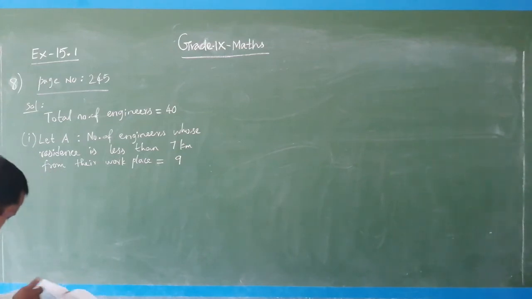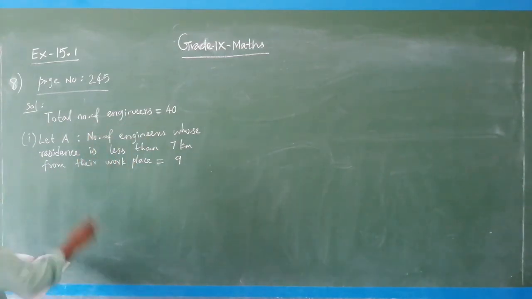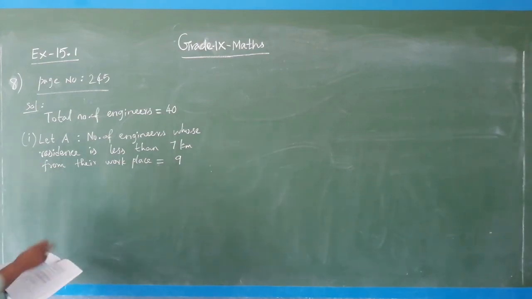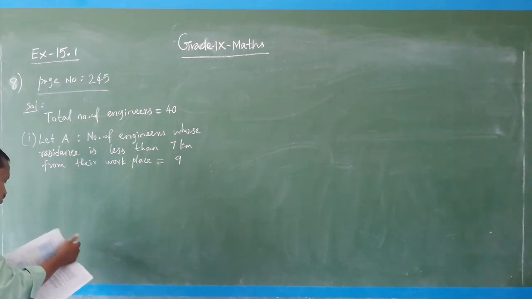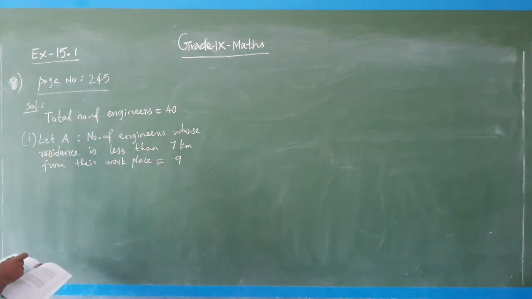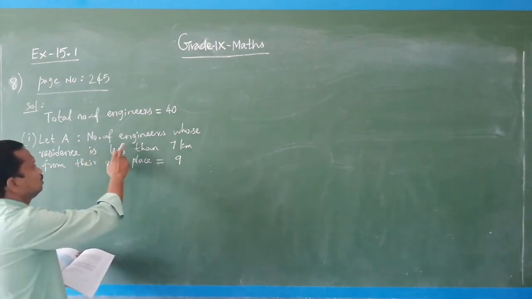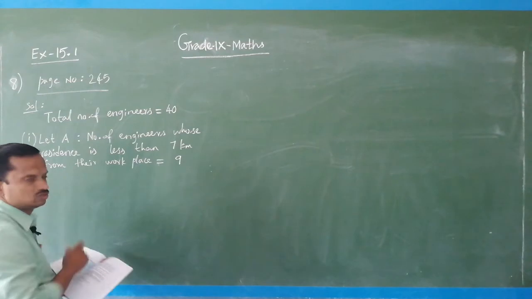You see, for the first option, the total number of engineers you have to take as 40. Option 1, let A, this 40 is given in that question on page number 245. Okay. So, you have to take the first option as event A. It is given the number of engineers whose residence is less than 7 km from their workplace.